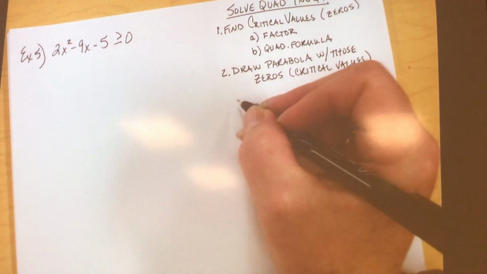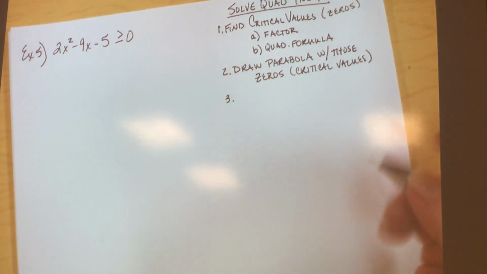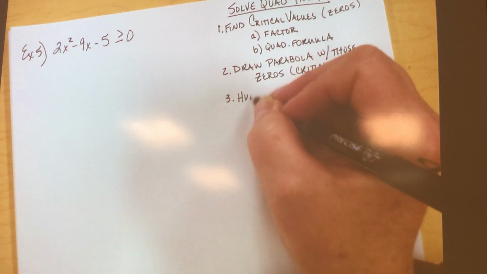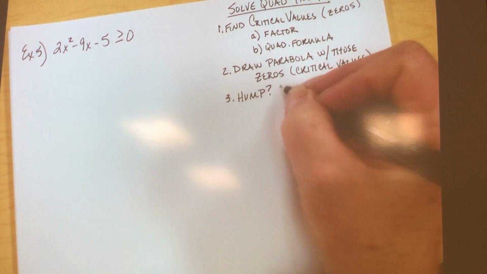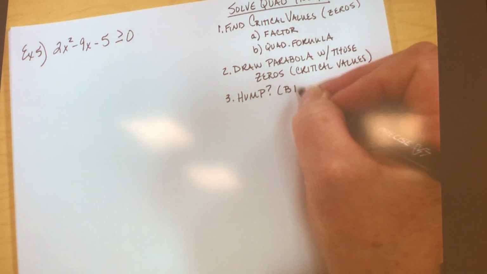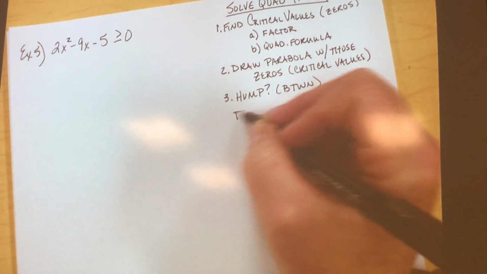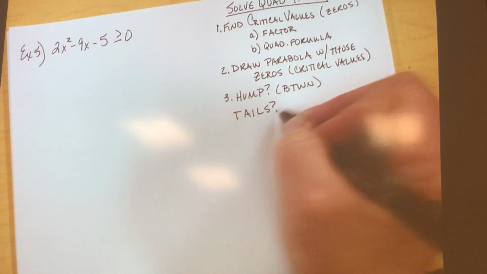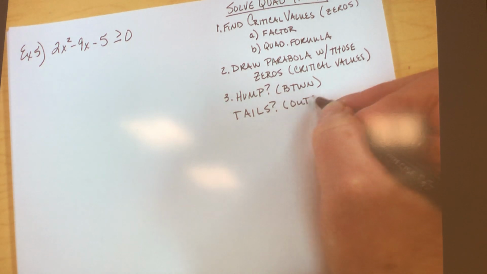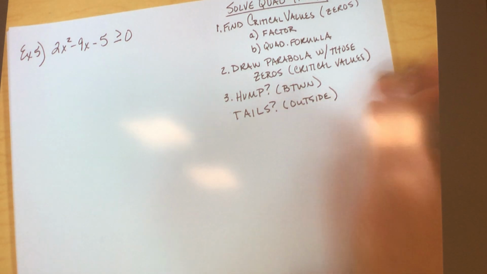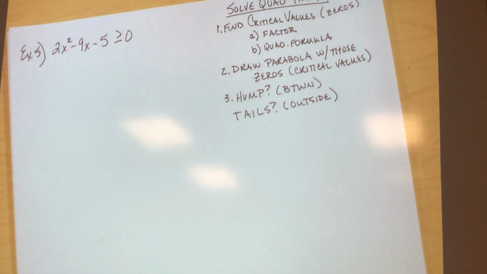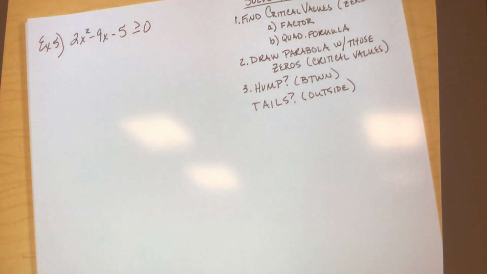All right? The third thing you're going to do is make a decision. Do I want the hump, which is going to be between, okay? Or do I want the tails, which is going to be on the outside? Now, that doesn't make any sense to you right now, but I'll show you what it means, because this is the coolest thing you've ever seen. It's a really neat shortcut. Very fast, I love it.